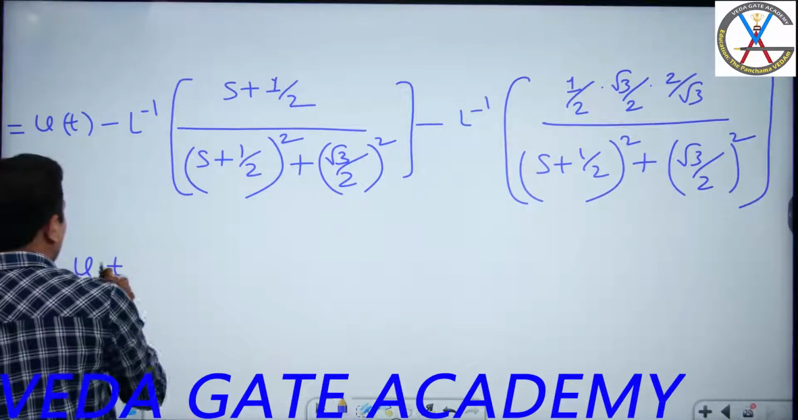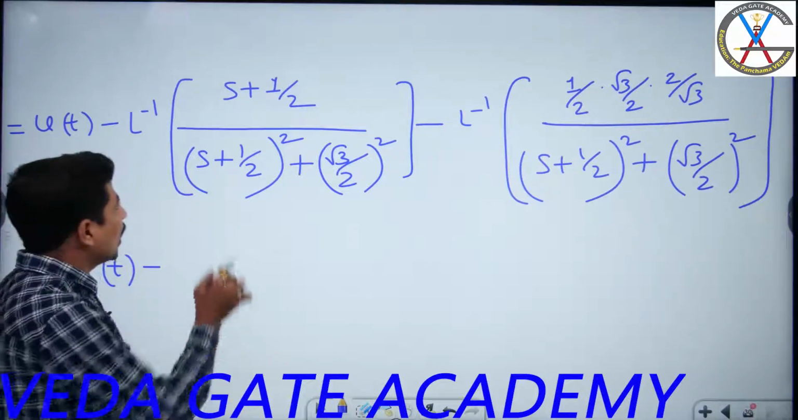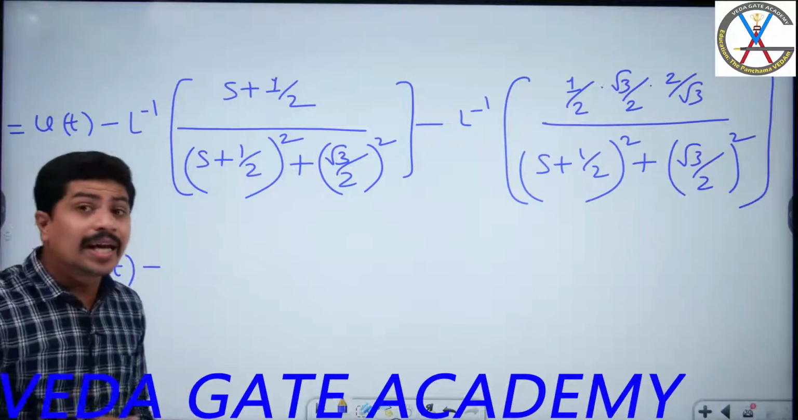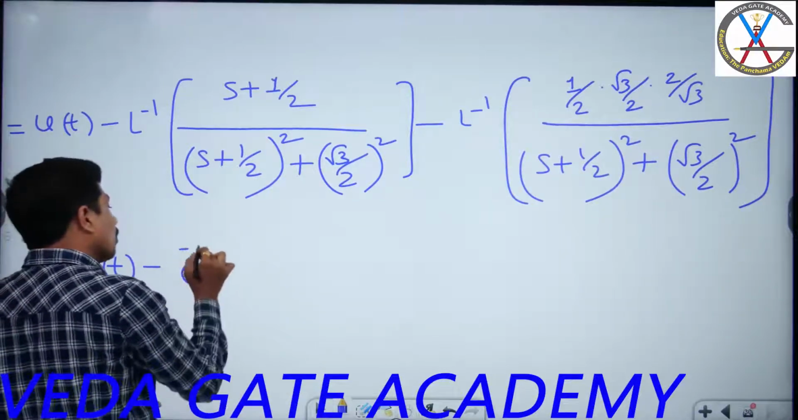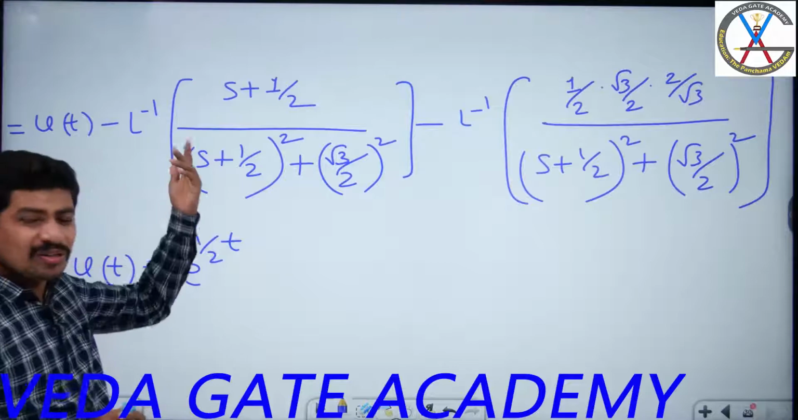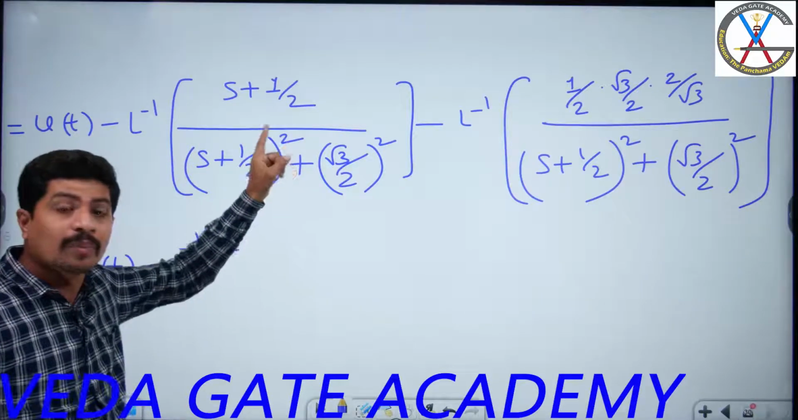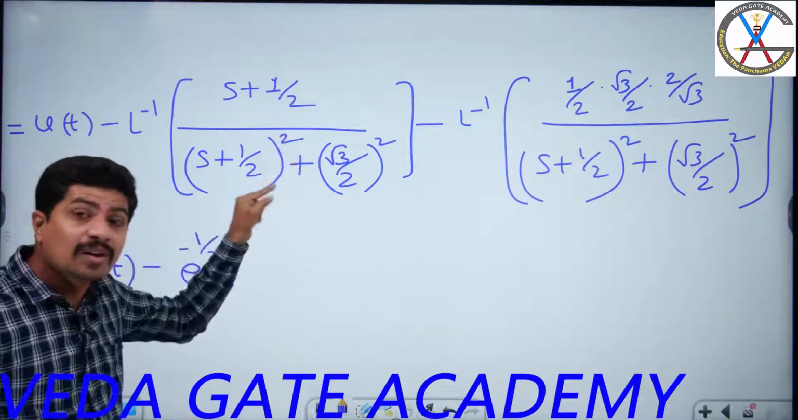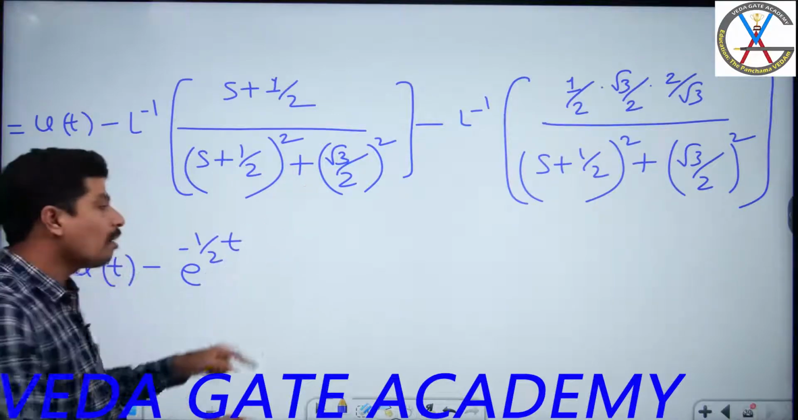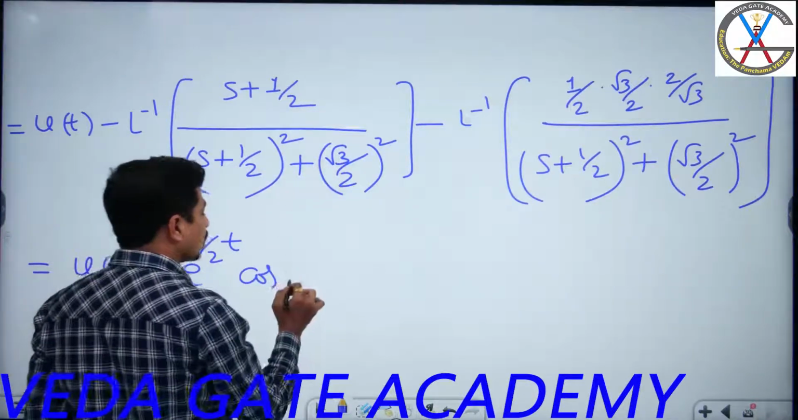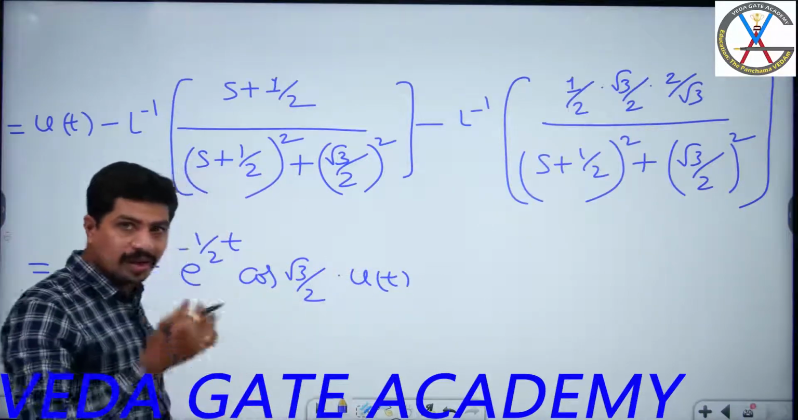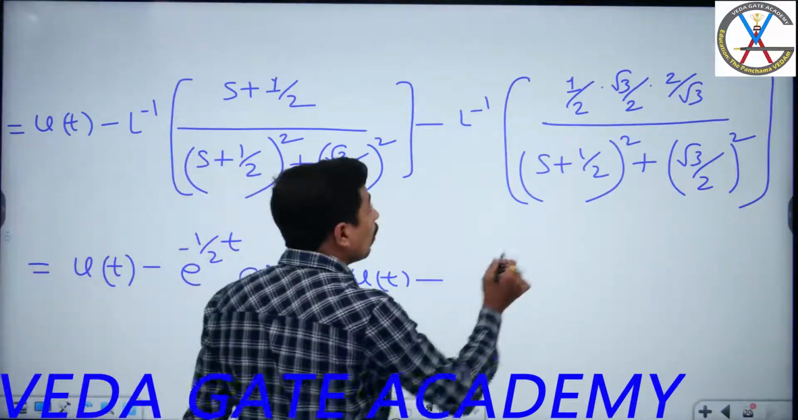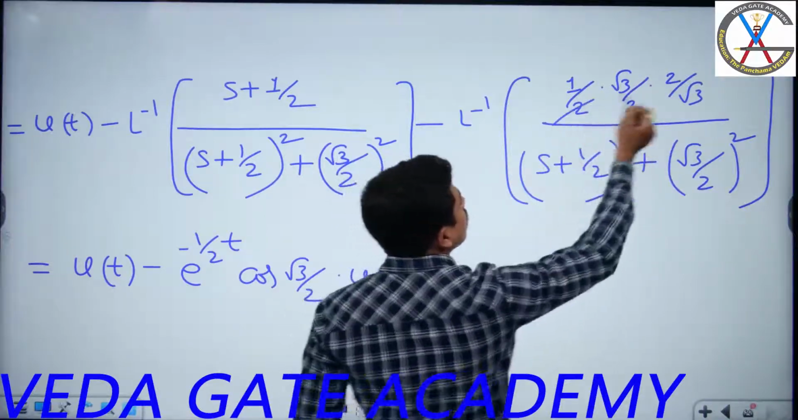U of t minus, here plus 1 by 2 plus 1 by 2 is there. In S domain, S is having some shifting. In time domain, we are going to get e power minus 1 by 2 t. Done. 1 by 2 is not there. 1 by 2. What we have? S by S square plus omega square. What does it mean? Cos of omega t. How much is it? Root 3 by 2 t into u of t is mandatory, boss. No u of t, no meaning. Yes. Minus of this 1 by 2, this 2 gone.